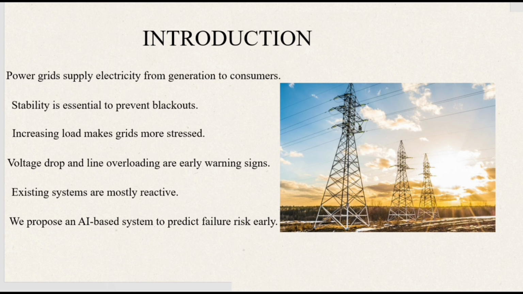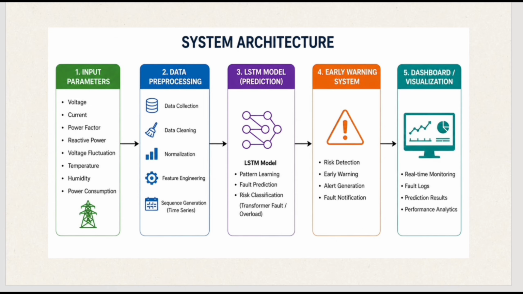Coming to the system architecture, first we collect the input parameters such as voltage, current, power factor, temperature, and voltage fluctuations from ESP32 and DHT sensors. Then this data goes to pre-processing, where it gets cleaned and normalized. Then this data is fed into our LSTM model.